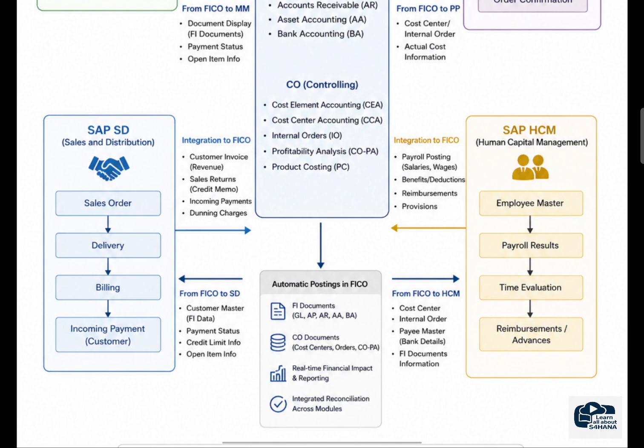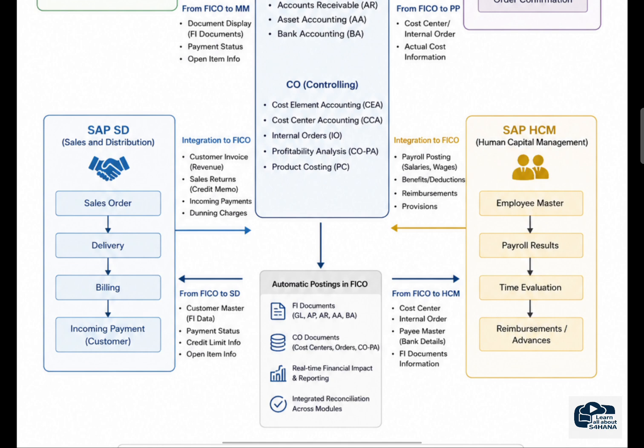So this is HCM, human capital management. How is this HCM integrated with FICO? For that, we'll have a real-time example. The company processes monthly employee salaries. The first step is creating the employee master data. Human resources maintain the employee details, salary structure, and bank information in the master data.